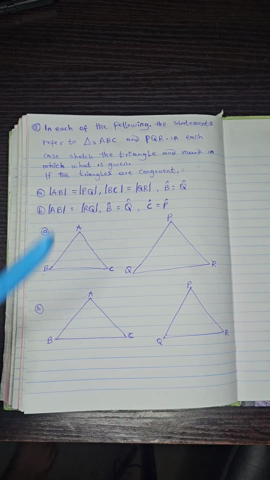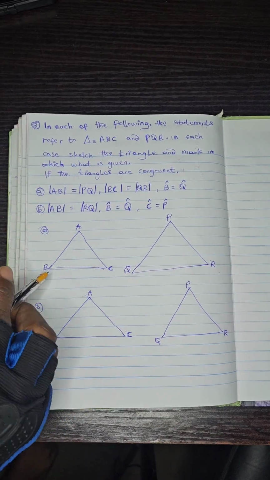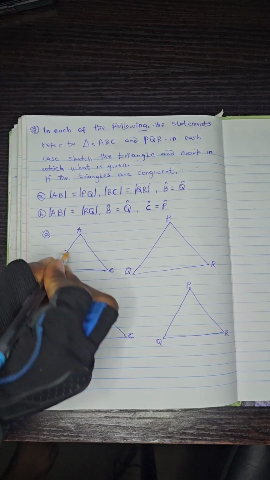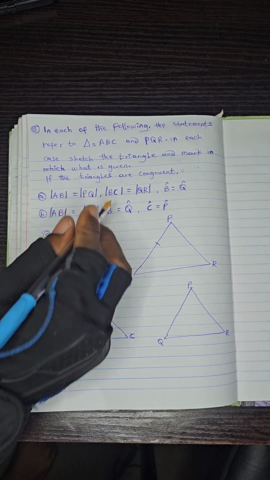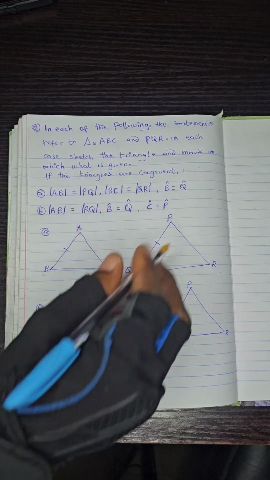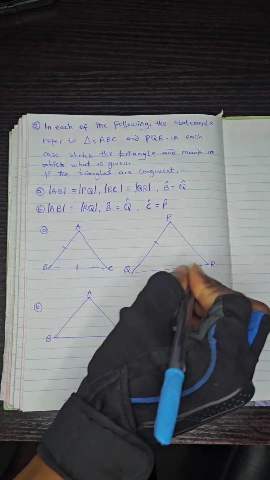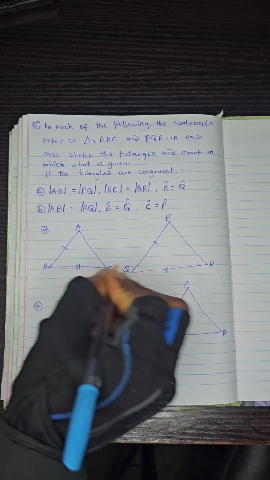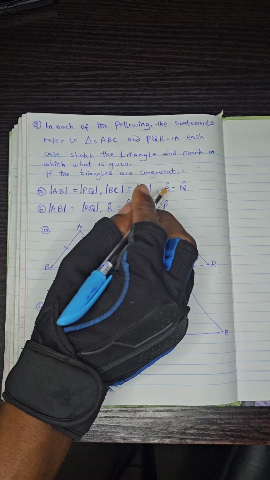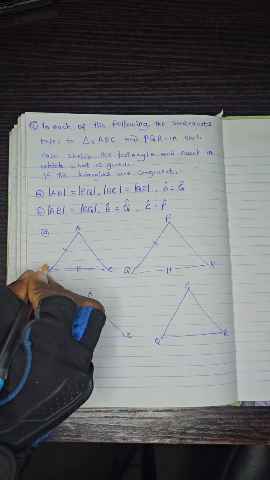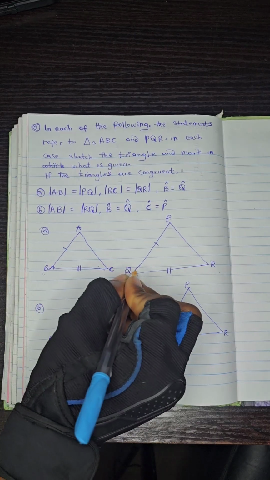So let's mark in for the first one. They say that AB is equal to PQ. So AB is equal to what? PQ. BC is equal to QR. BC is equal to QR. In this case, I'll use double marks. Then angle B is equal to angle Q. This angle B here is equal to angle Q.